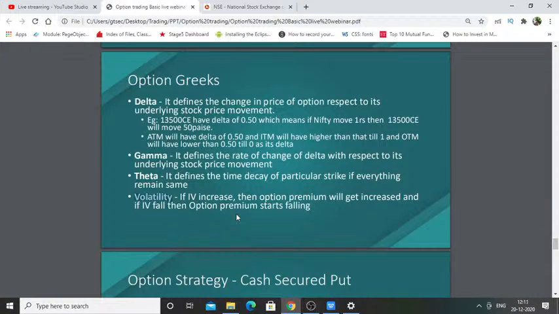So again, there is one video available for that topic as well. You can just go through that, on how to define whether the IV is lower or higher. So before buying, you just go through that.